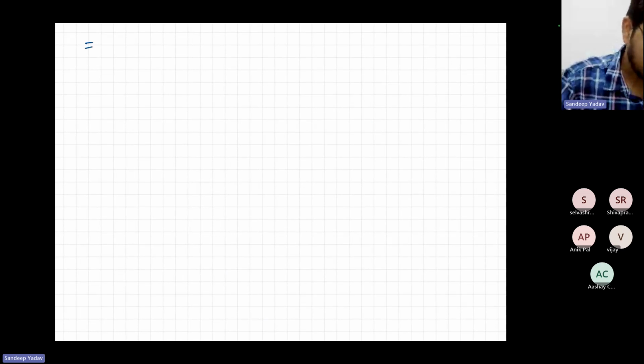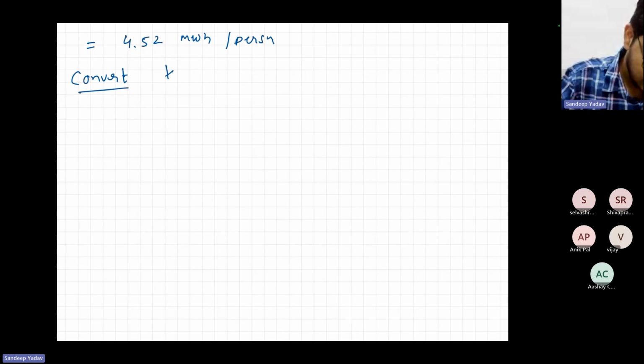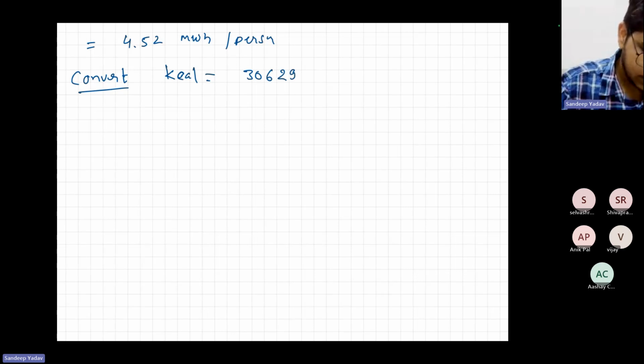Now per person primary energy consumption is 4.52 megawatt hour per person. And if you convert this into kilocalorie, we can just see the basic 30629.245.28 kilocalorie per person.